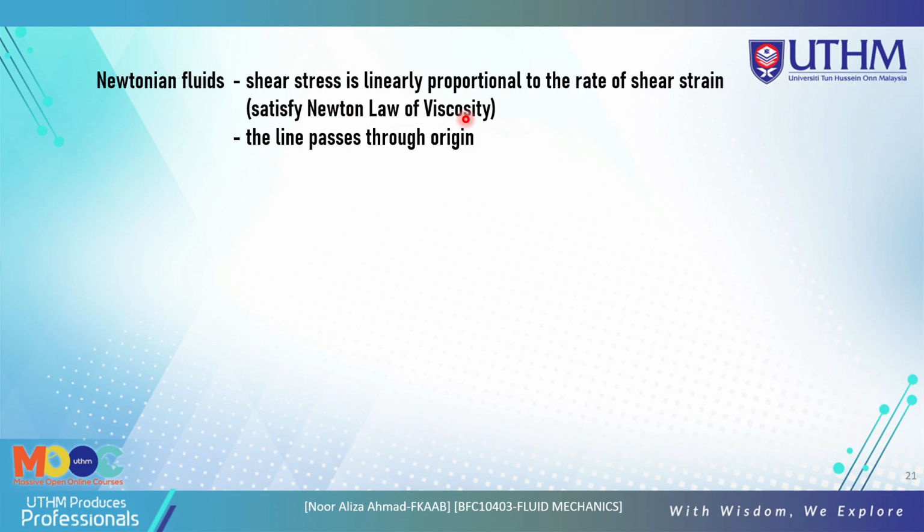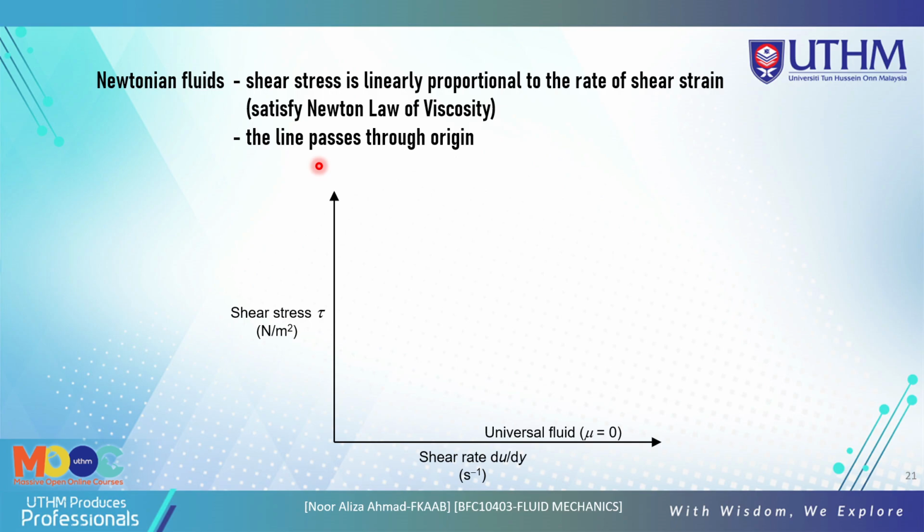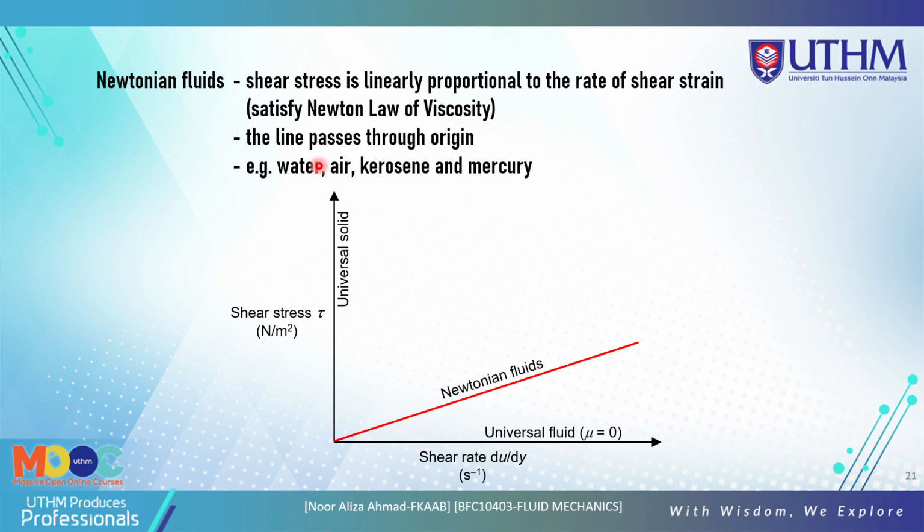Satisfy Newton's law of viscosity, and the line passes through the origin. This is the Newtonian fluid. Examples are water, air, kerosene, and mercury. This is more of an example of Newtonian fluid. The non-Newtonian fluid uses this blue line here.